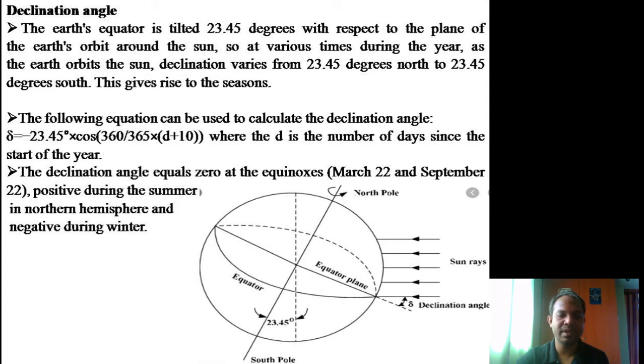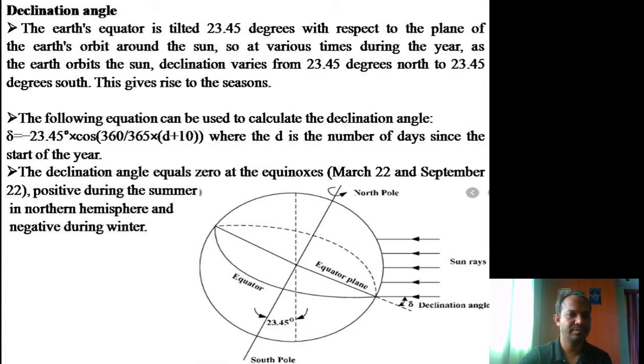If you consider the top portion as the north pole and the bottom one as the south pole, this is the equator, and this is the equatorial plane. Now you can see the declination angle, denoted by delta. This makes the declination angle change by 23.45 degrees from north to south. As it changes from north to south, we get a change in the seasons. The following equation can be used to calculate the declination angle.